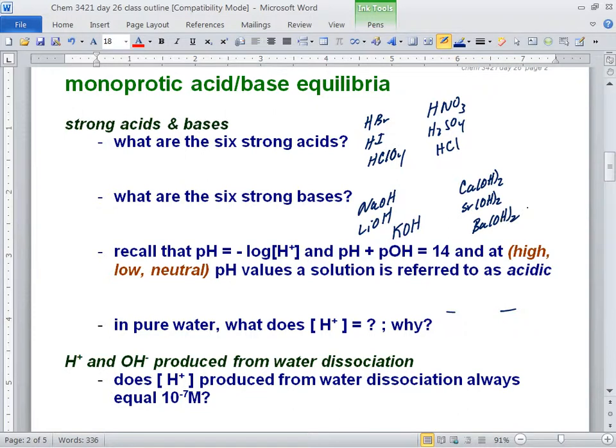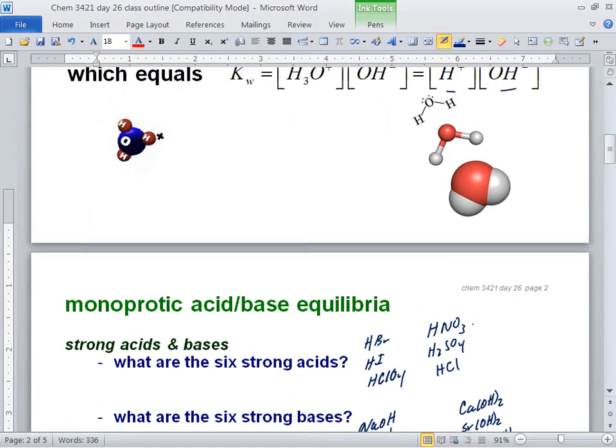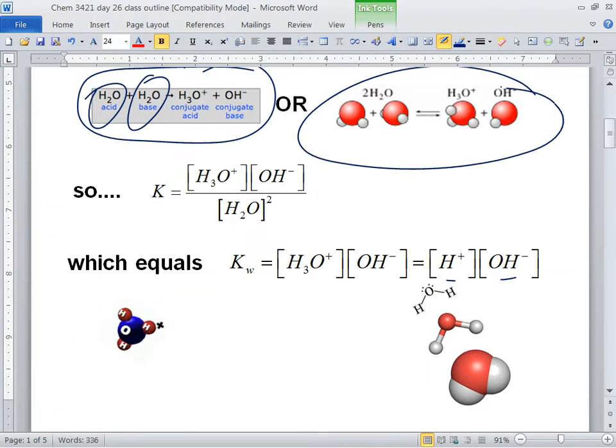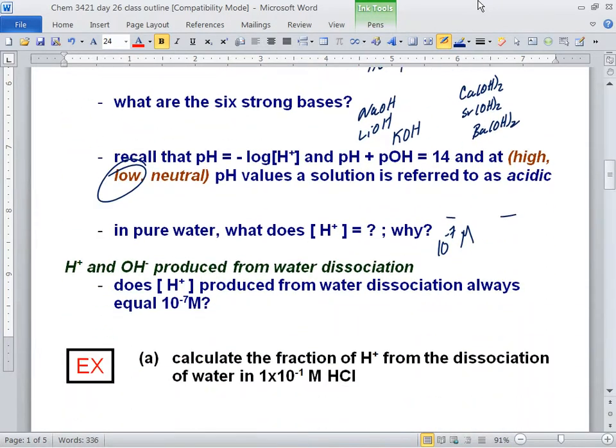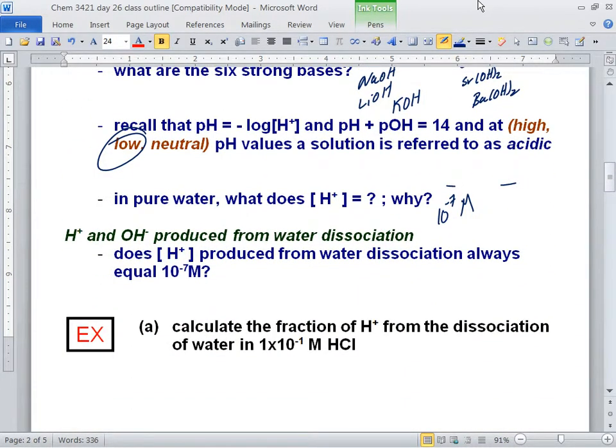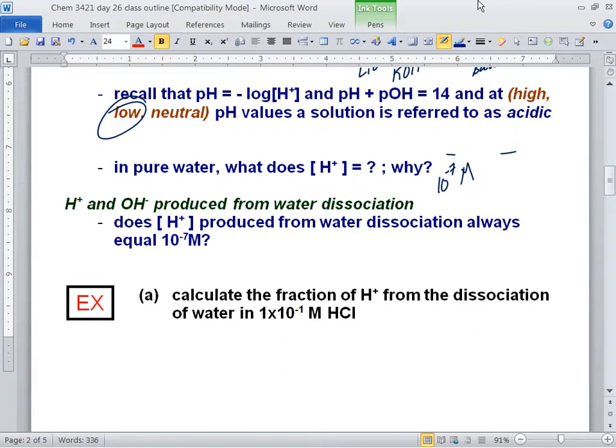So we have an expression for the pH. It's familiar. Ricky, do you remember at what pH it is acidic? It's below 7. Yeah, low pH. You have pure water. I suppose, Melissa, we should say the temperature is 25 degrees Celsius, but what's the hydrogen ion concentration in pure water? 10 to the negative 7. And why is that? Well, it's because of this, right? Autoprotolysis of water. Hydrogen ion and hydroxide produced from water dissociation.